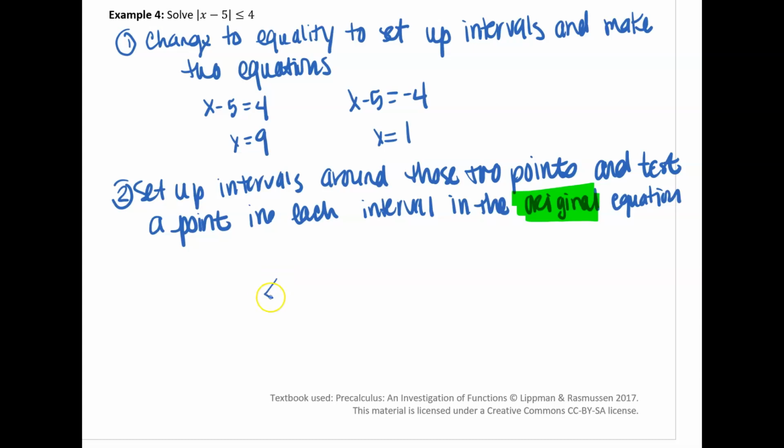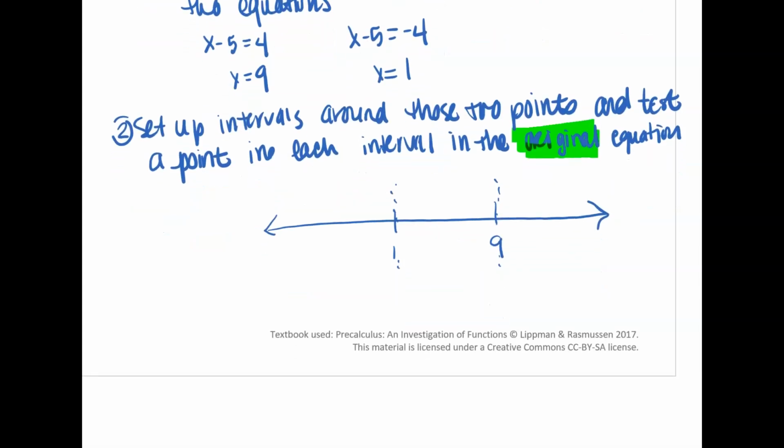So I'm going to draw a number line here, and I want to mark my 1 and 9 that I found in the previous part. These are my boundaries. I want to find numbers in each of those boundaries to help me with this. So I'm going to pick some easy test values. I'm going to first test, let's pick x to be 0. 0 is a fun number to work with.